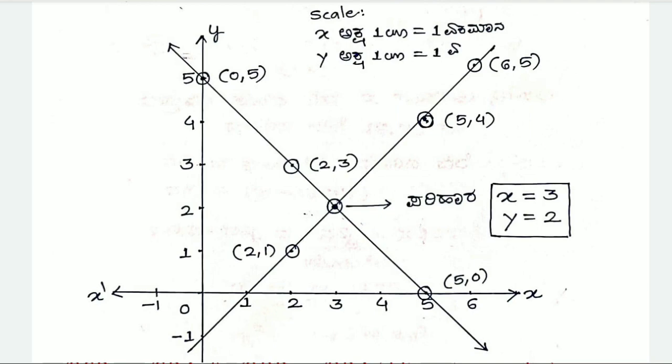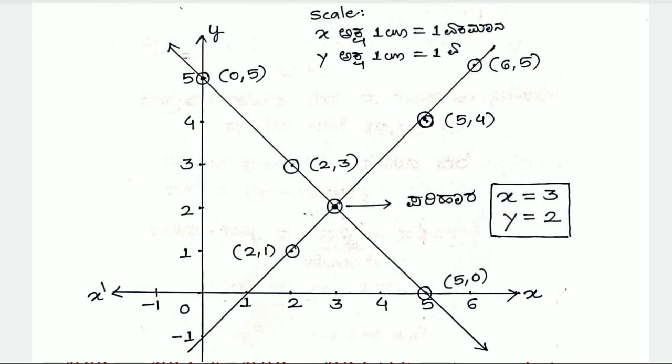Next you take another equation. When x equals 5, see the place 5. At 5, what is the value of y? 4. So mark 5 comma 4. Then where is 2? At 2 you mark 1. So mark 2 comma 1. And at 6 you mark 6 comma 5. So this line also you join.